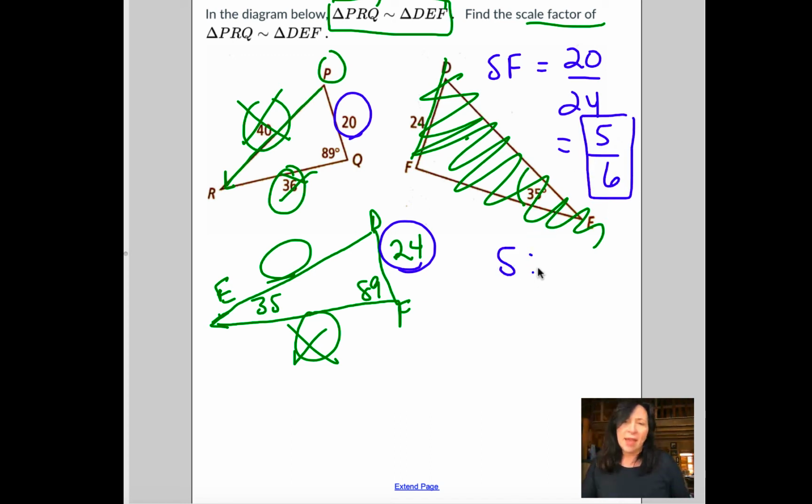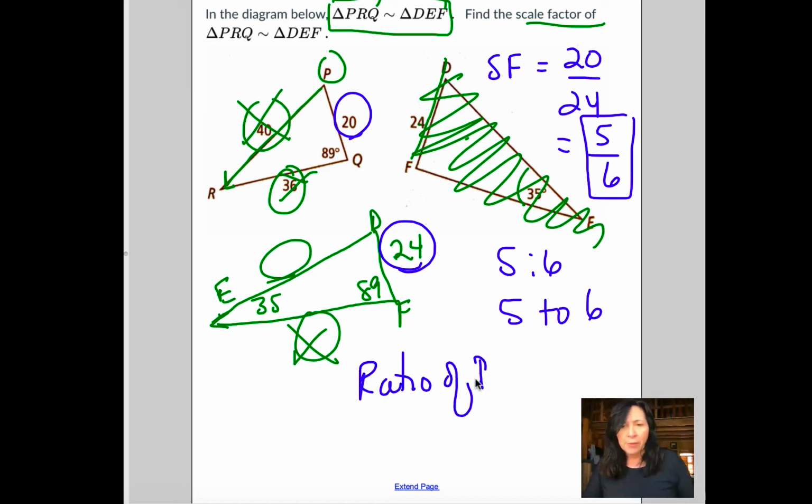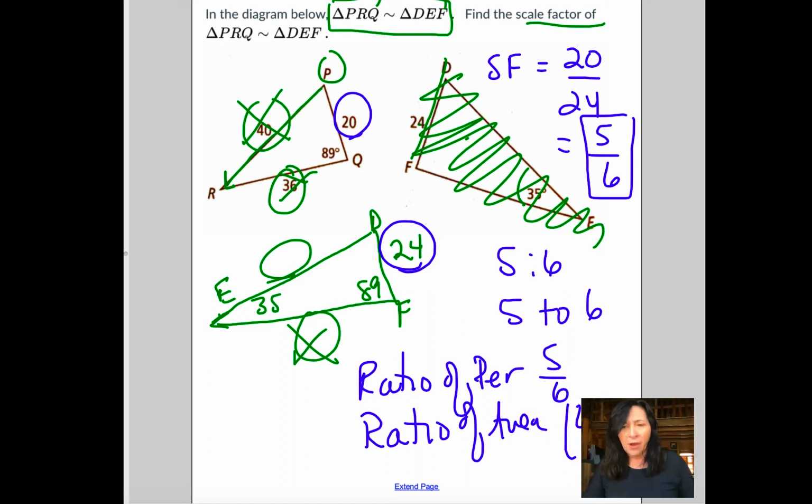So I could rewrite that different ways, like 5 to 6. Just note that since my scale factor is 5 to 6, my ratio of perimeters is also 5 to 6. And my ratio of areas is going to be 25 to 36, because you take your scale factor, whatever that is, and you're going to square that, and that's going to give me the ratio of areas.